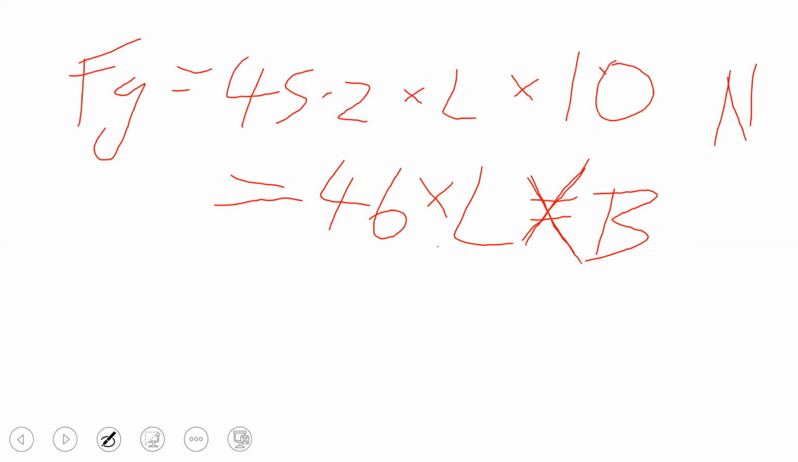So doing that, we don't need this Fg anymore. We've equated it to Fb. Then L can cancel L, and we make B the subject of the formula, and we will have the minimum magnetic field.